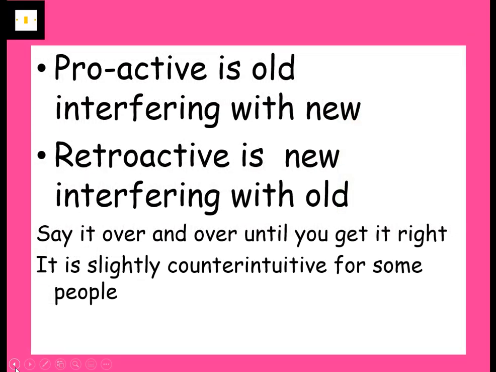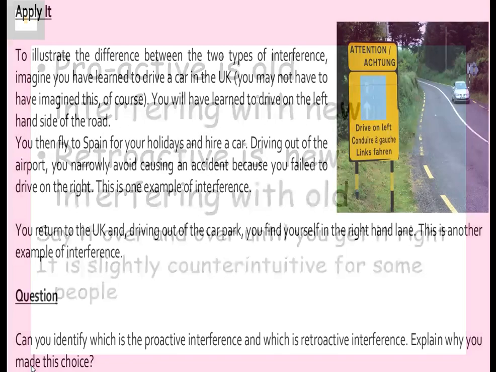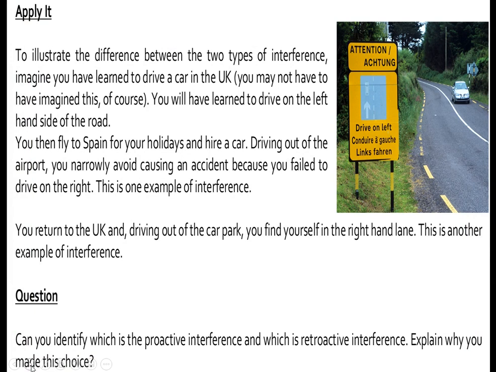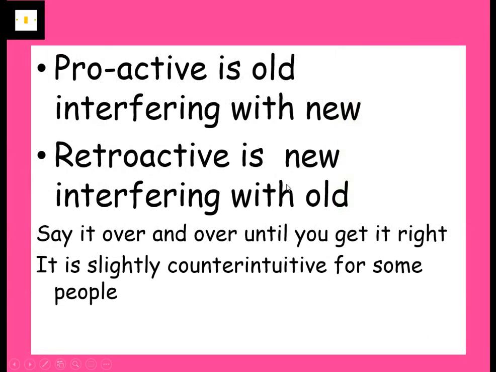So remember, proactive is old interfering with new. That's what would happen when you try to drive in Spain. The old memory of the UK would interfere with the new. So that would explain this part. When you return to the UK and drive out of the car park and you're driving in the right-hand lane, that would be retroactive. Because if we just go back to this, that is new interfering with old.